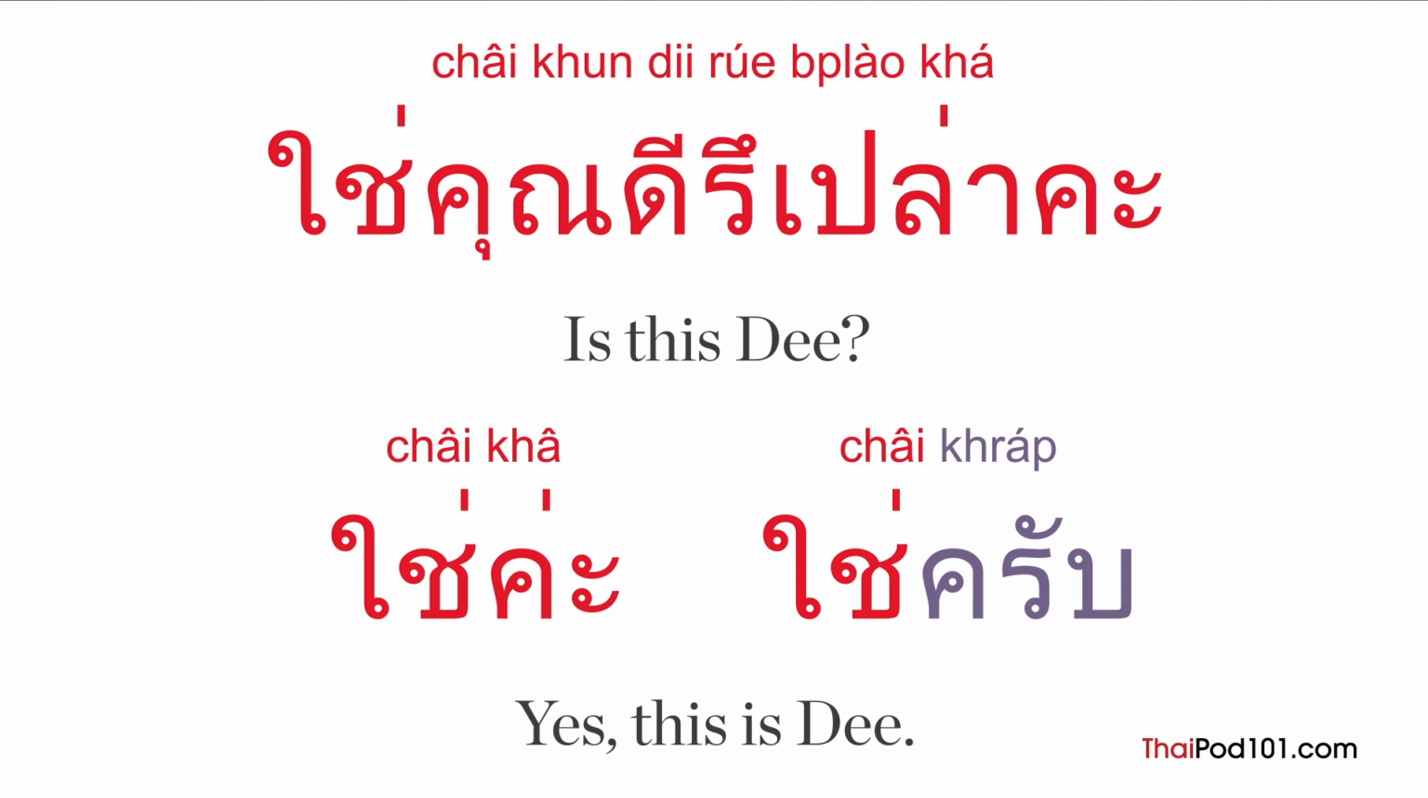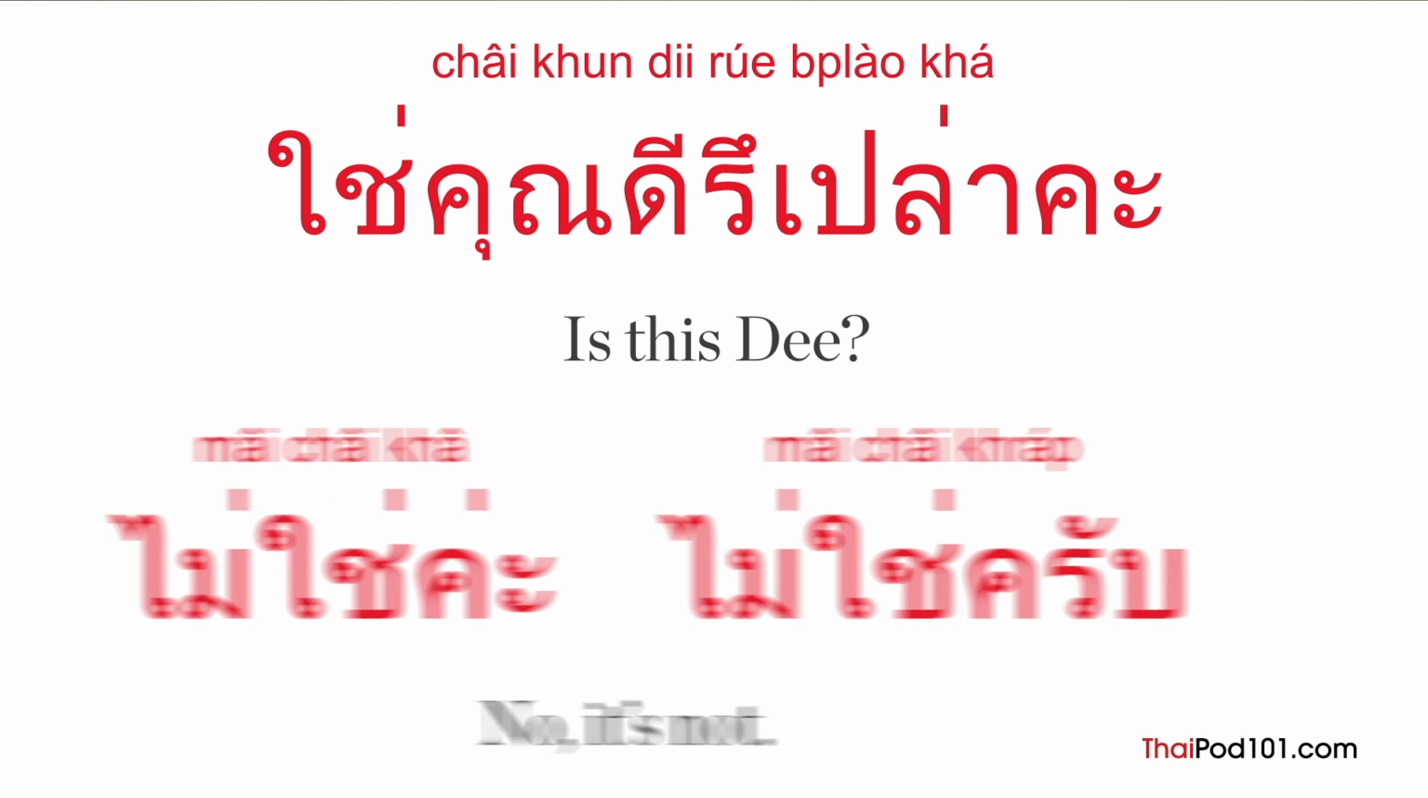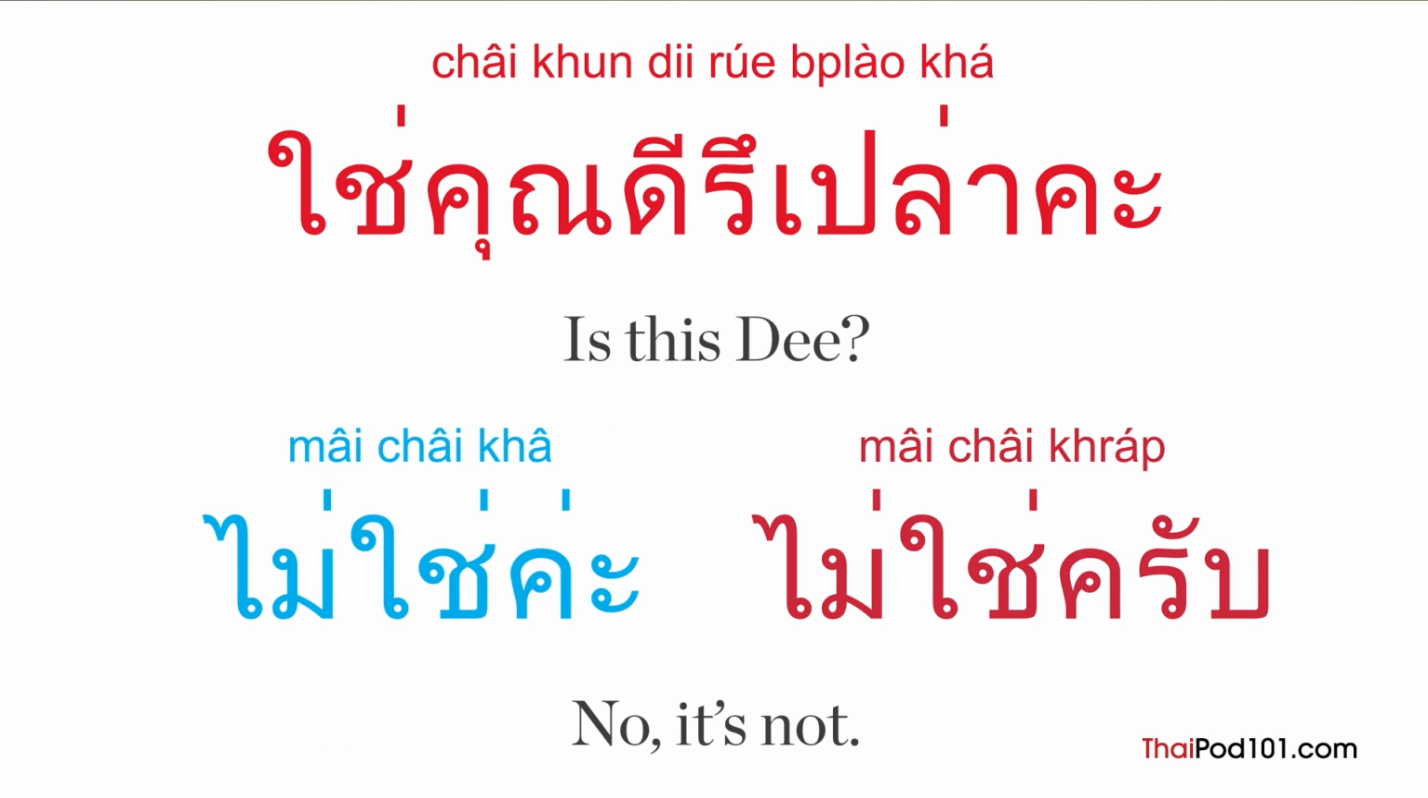Also, you can use krap and ka to mean yes when you answer yes or no questions. For example, somebody asks you ใช่คุณดีหรือเปล่าคะ, Is this D? The full sentence would be ใช่ค่ะ, Yes, this is D. But you can say only ka or krap and the person will know you mean yes. This only works when you want to say yes. If you want to give a negative response, you simply have to add ไม่ใช่ค่ะ or ไม่ใช่ครับ. Both mean no, it's not.